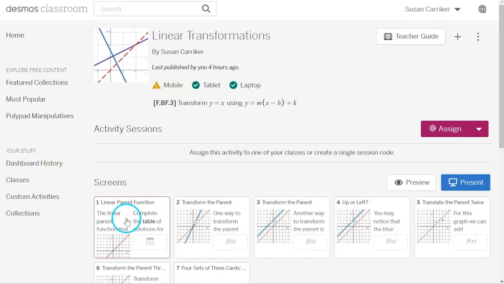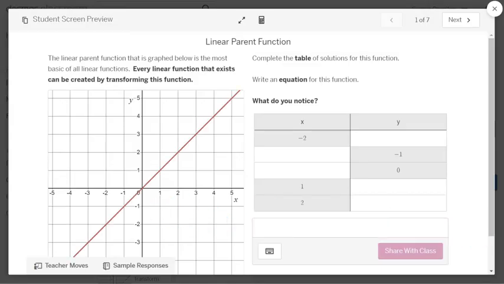So this is kind of a new idea for them. All right, let's take a look at the activity. The first screen is going to introduce them to the parent function. Every linear function that exists can be created by transforming this one. And so we're going to do that in this lesson.